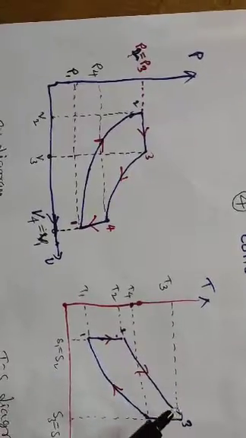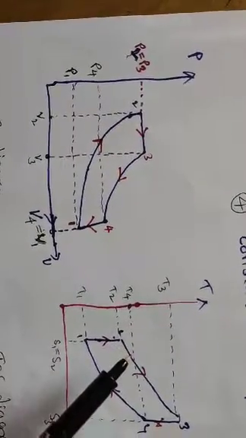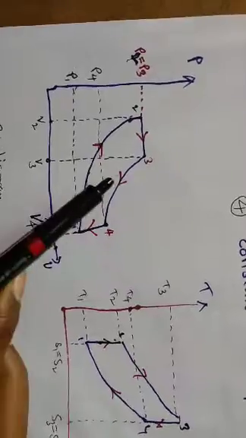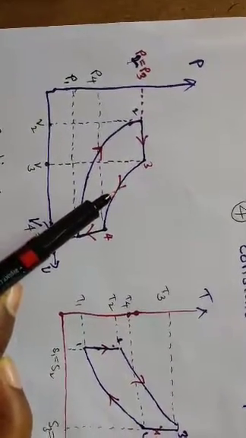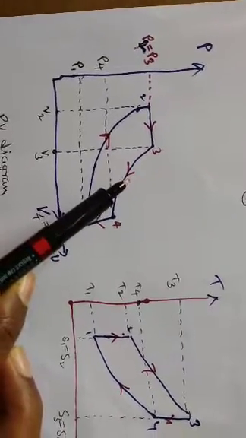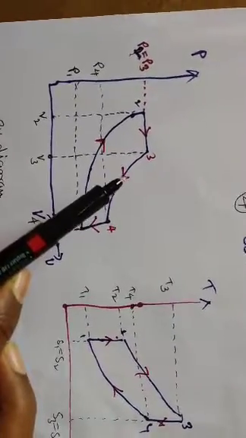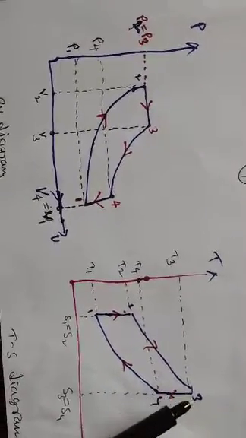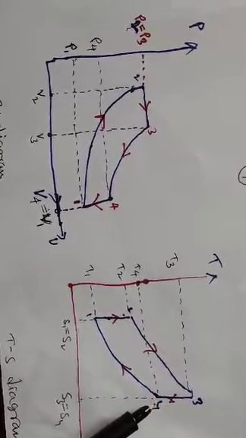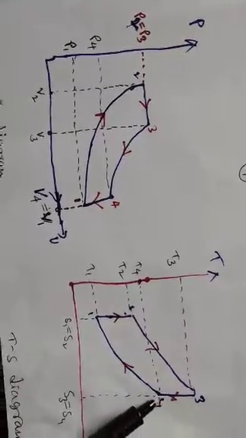This is 2 to 3. It is a curve in the TS diagram. Next, 3 to 4 is an adiabatic expansion process in the PV diagram. So this curved line in the TS diagram should be a straight line. So 3 to 4 is the adiabatic expansion. It should be a straight line.